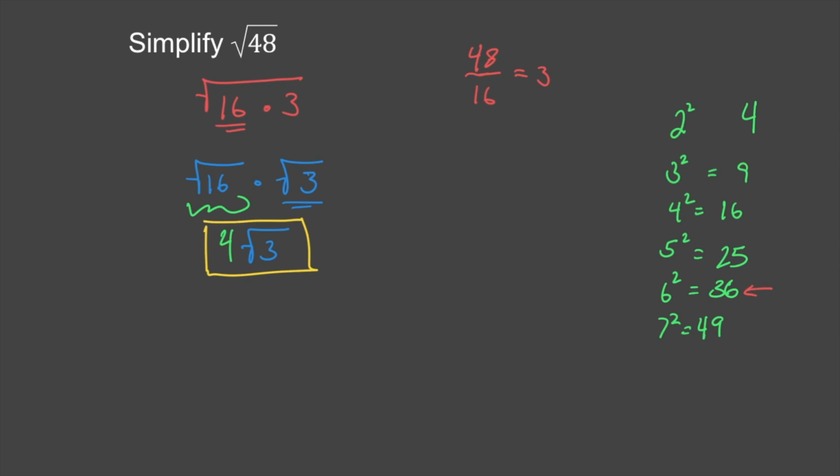And if you were to type it into the calculator, you would get the same decimal result for both answers. I didn't mean answers, I meant for the original problem and the answer that we got, you would get the same decimal approximation. Square root of 48 is approximately 6.928, blah, blah, blah. And if you were to type 4 times the square root of 3, you would also get approximately 6.928. We're not actually changing the value of what this expression is, we're just changing what it looks like.